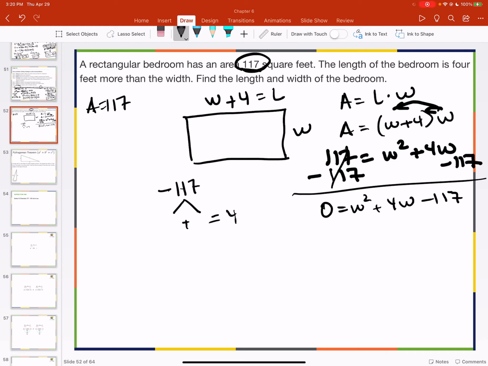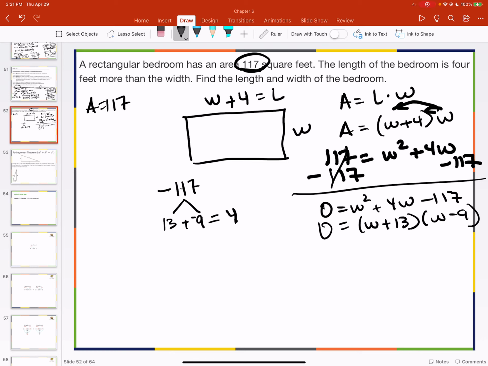So 117, let's see, maybe 13. 117 divided by 13 is 9, and there it is. So we have 13 and negative 9, because 13 times negative 9 gives me negative 117, and 13 plus negative 9 is equal to 4. So then my magic numbers are W plus 13 and W minus 9. Okay, zero product property now. W plus 13 equals 0, and W minus 9 is equal to 0.